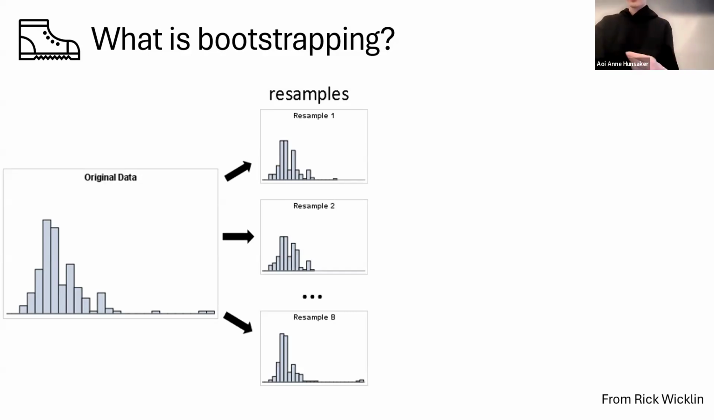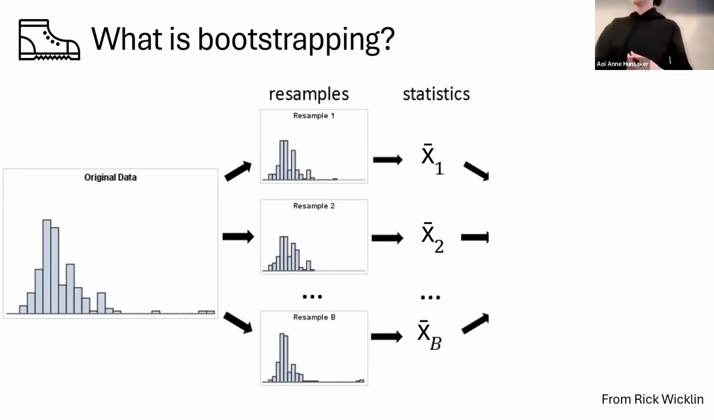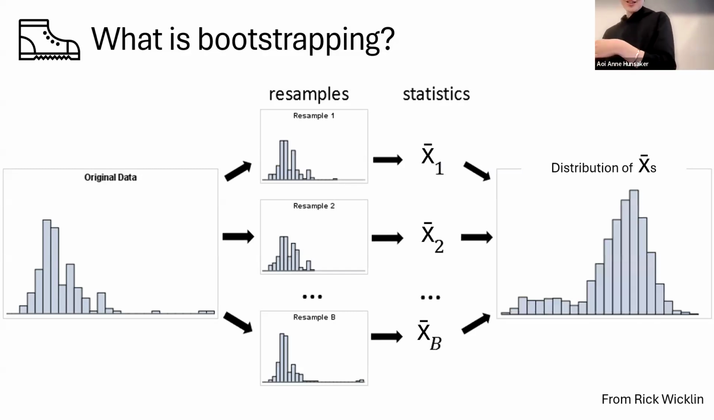Then for each subset, you calculate a statistical measure of interest, like the mean here, and then you create a distribution of these mean values that you can conduct confidence interval tests on. And this doesn't require that your original data set be normally distributed, which was nice.